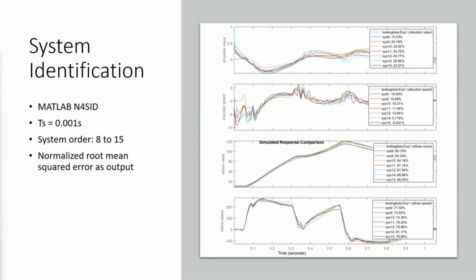We use the N4SID function in the system identification toolbox in MATLAB to generate discrete time state space models with a time step of 0.001 seconds, ranging from orders of 8 to 15 to determine which system order is more ideal. We compare the systems against the training data and the validation data, and then compute the average normalized root mean squared error, or NRMSE value, across all experiments per system order as a measure of system performance.